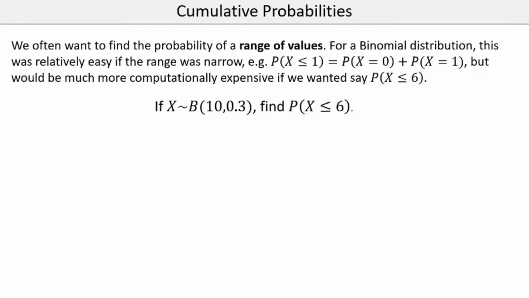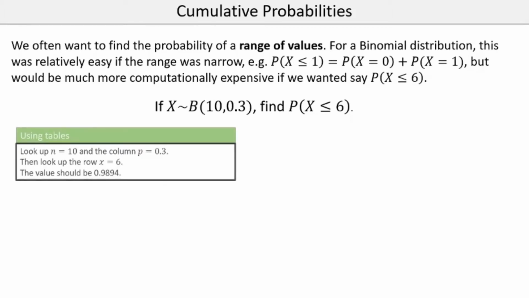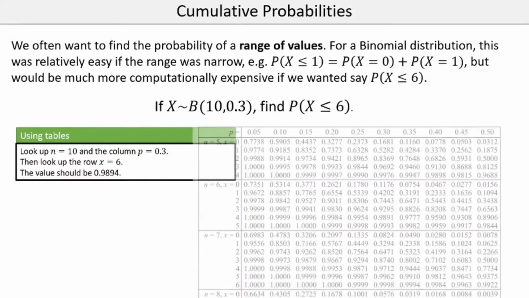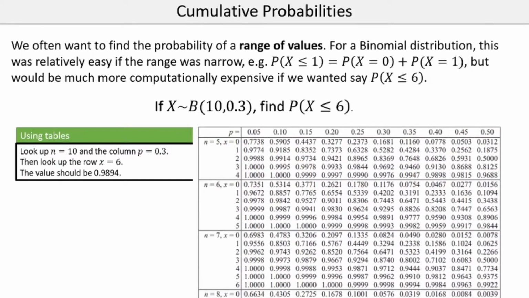So let's consider this distribution. X follows a binomial of 10, 0.3. 10 trials, probability of success, 0.3. And we want to find the probability x is less than or equal to 3. One of our options is to make use of some probability distribution tables. Now, these are found in the formula books and they're widely available online, and this is what they look like.